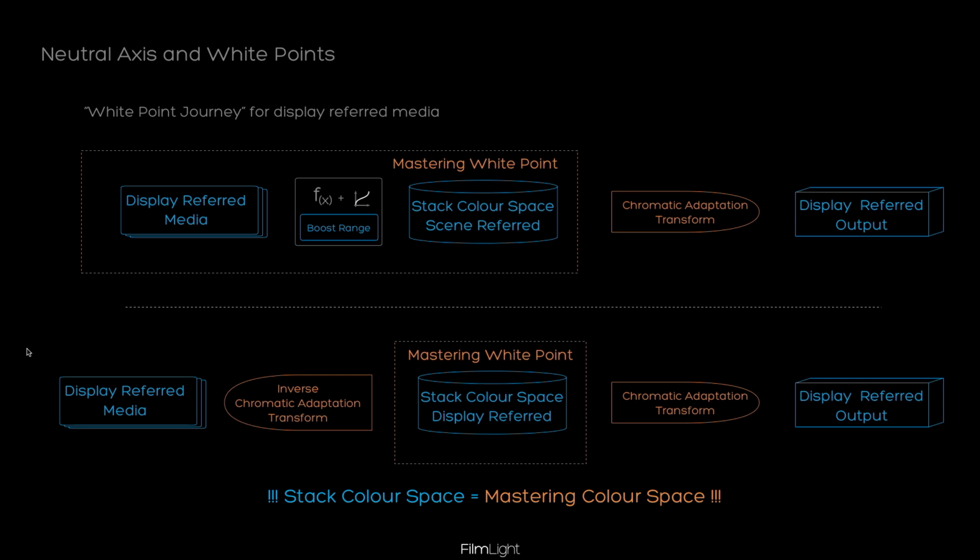The second scenario is essential if you want to import your display referred material into the scene faithfully. The input and stack color space are both display referred. Here, TrueLight Color Spaces performs a correct chromatic adaptation to maintain the original neutral axis inherent in the media. If you set the stack color space to match the mastering color space, you get the correct chromatic adaptation on input and output so that the material looks as intended on your final display.